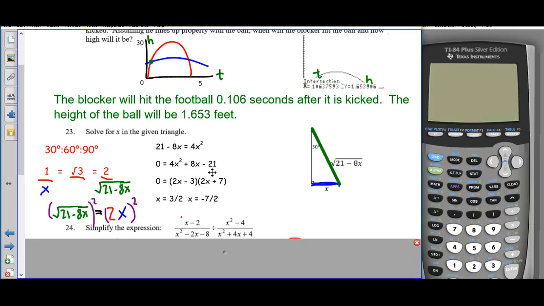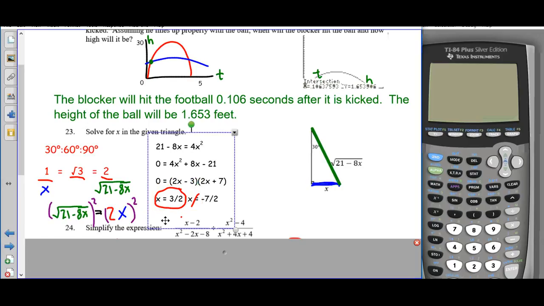I would factor this, so I could go through and use the area model or whatever I like to do my factoring. And the factors that I get are 2x minus 3 and 2x plus 7. That means my zeros are x equals 3 halves and x equals negative 7 halves. Now I have to remember, because this was a radical equation, that I need to check my solutions.